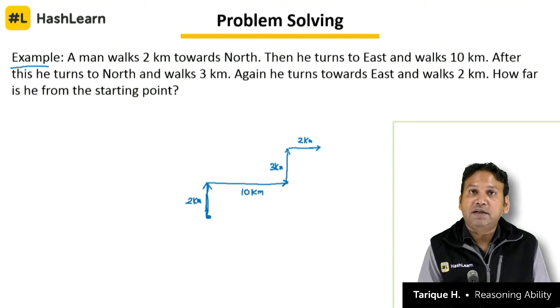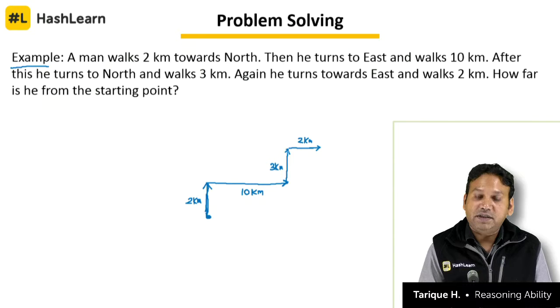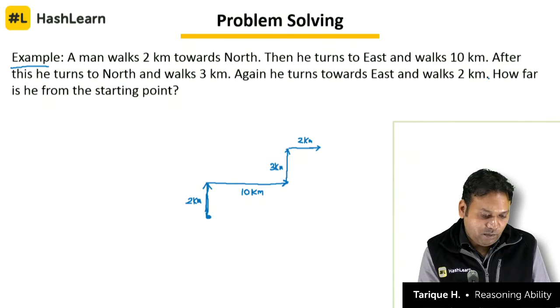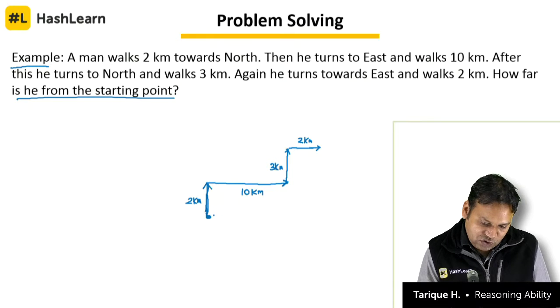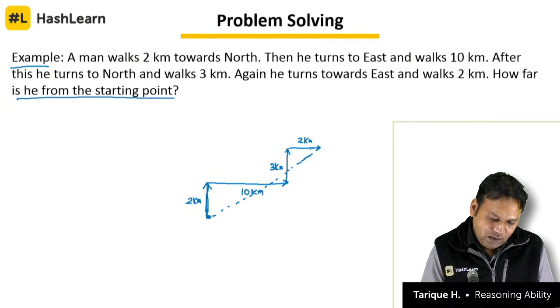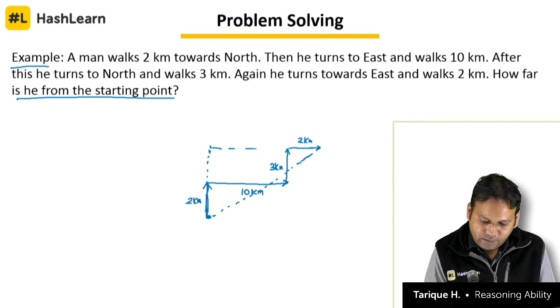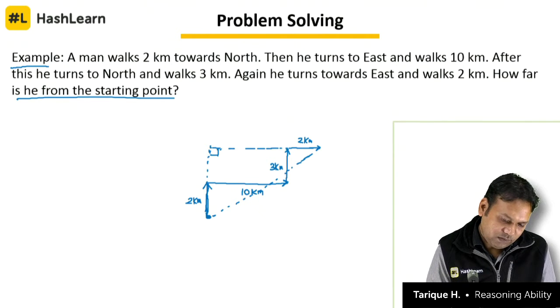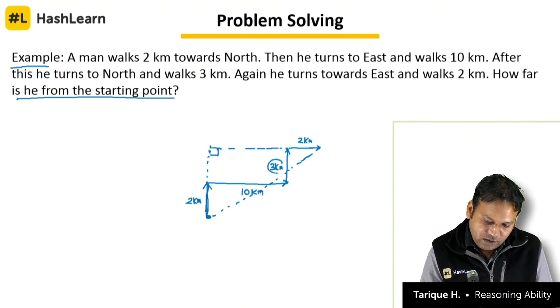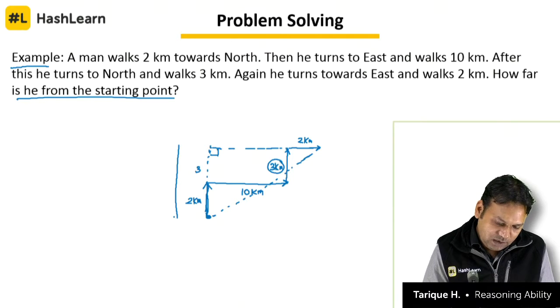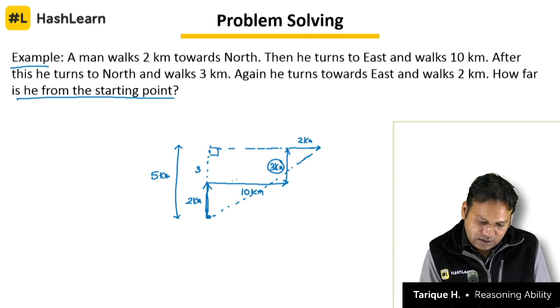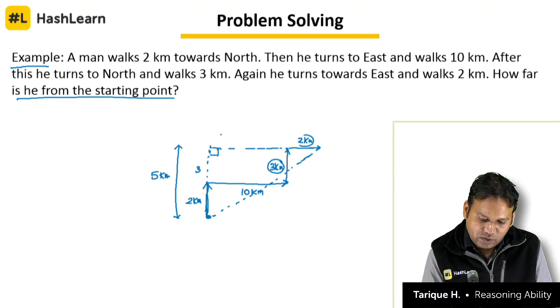So first he is going north, then east, then north, then east. First 2 kilometers, then 10, then 3, then 2. How far is he from the starting point? Again that means we have to find the shortest distance between the starting point and this point. Let's try to complete this into a triangle, with a 90-degree angle. Now this is 3, this total length is equal to 5, and this is 10 plus 2, so total length here is equal to 12.